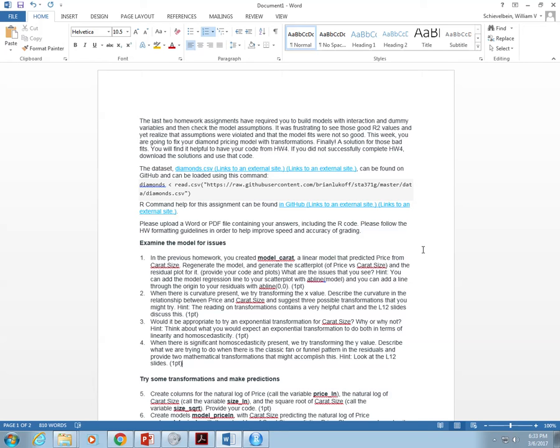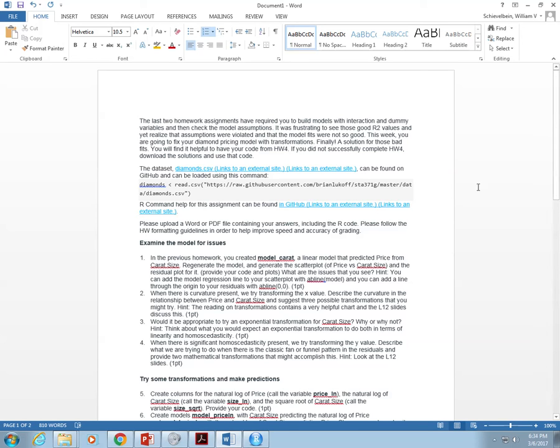So for this one, we worked off of the last homework, homework 4, where we have the diamond small data. And remember, it had that non-linearity at the beginning, and it was heteroscedastic as we went to bigger diamonds. So basically, we're going to try and fix those problems. And you'll see we'll be able to create a better model by using some of these transformations.